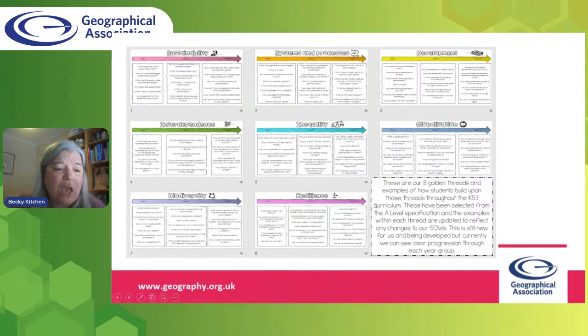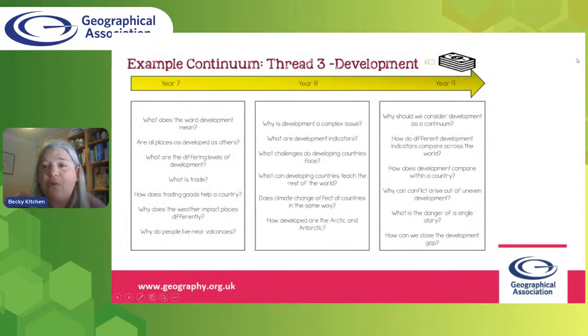I'm going to show you what it looks like for the concept of development. And you can see, we know that development appears in each of the units. And what they've done is they've shuffled the units around a little bit to mean that there is progression within those concepts. Okay, so development appears in all of the topics in some way or another. But the way that it appears in year 7 is less complex than year 8. And it's less complex in year 8 than it is in year 9.